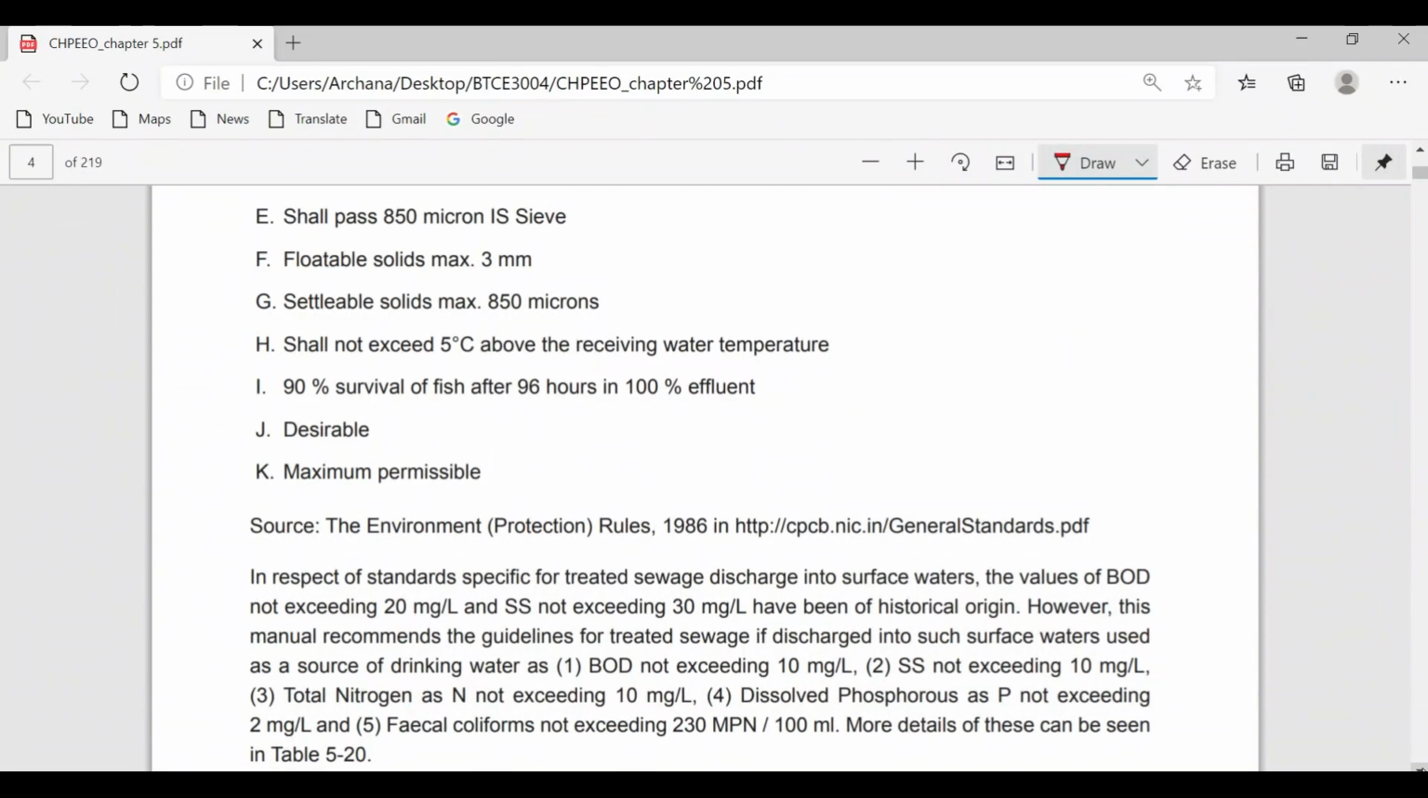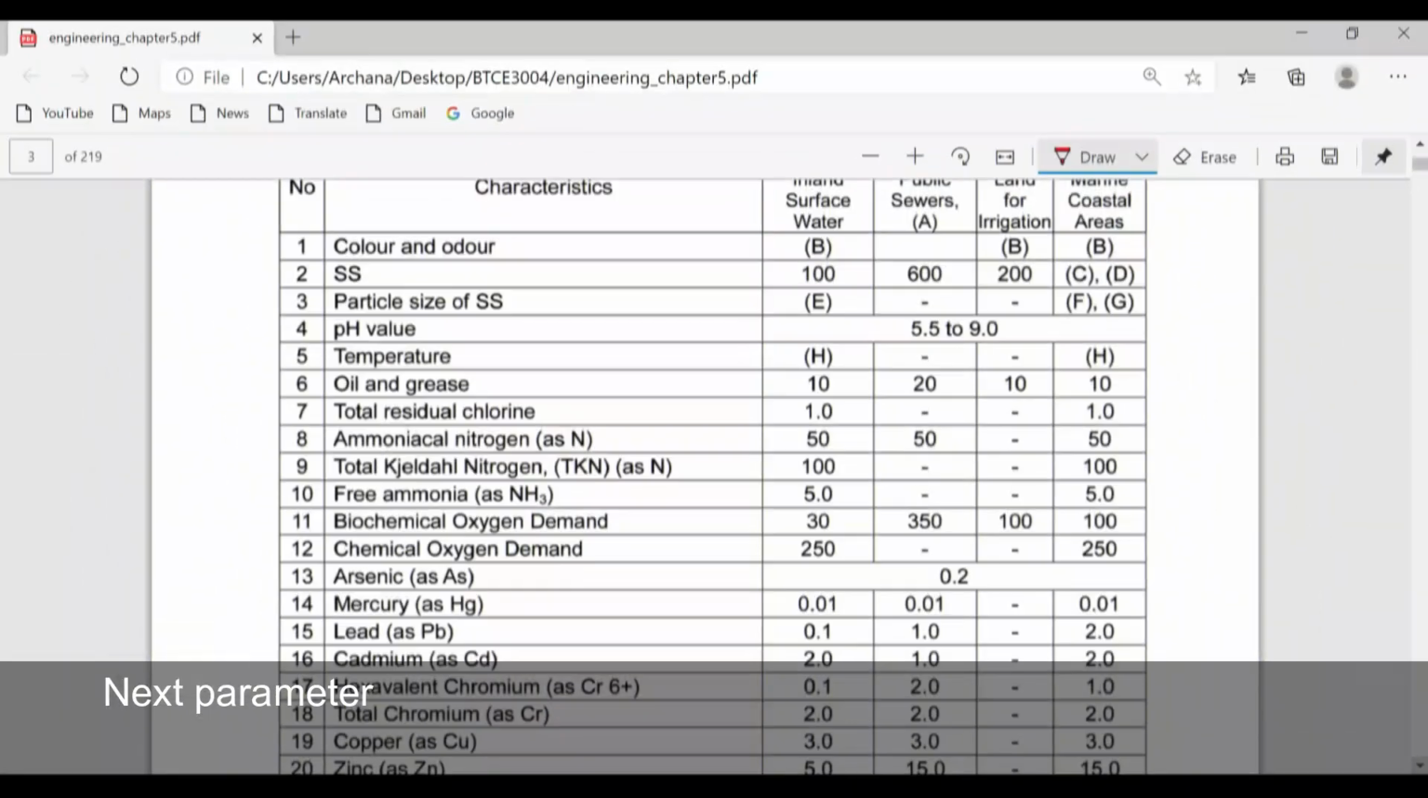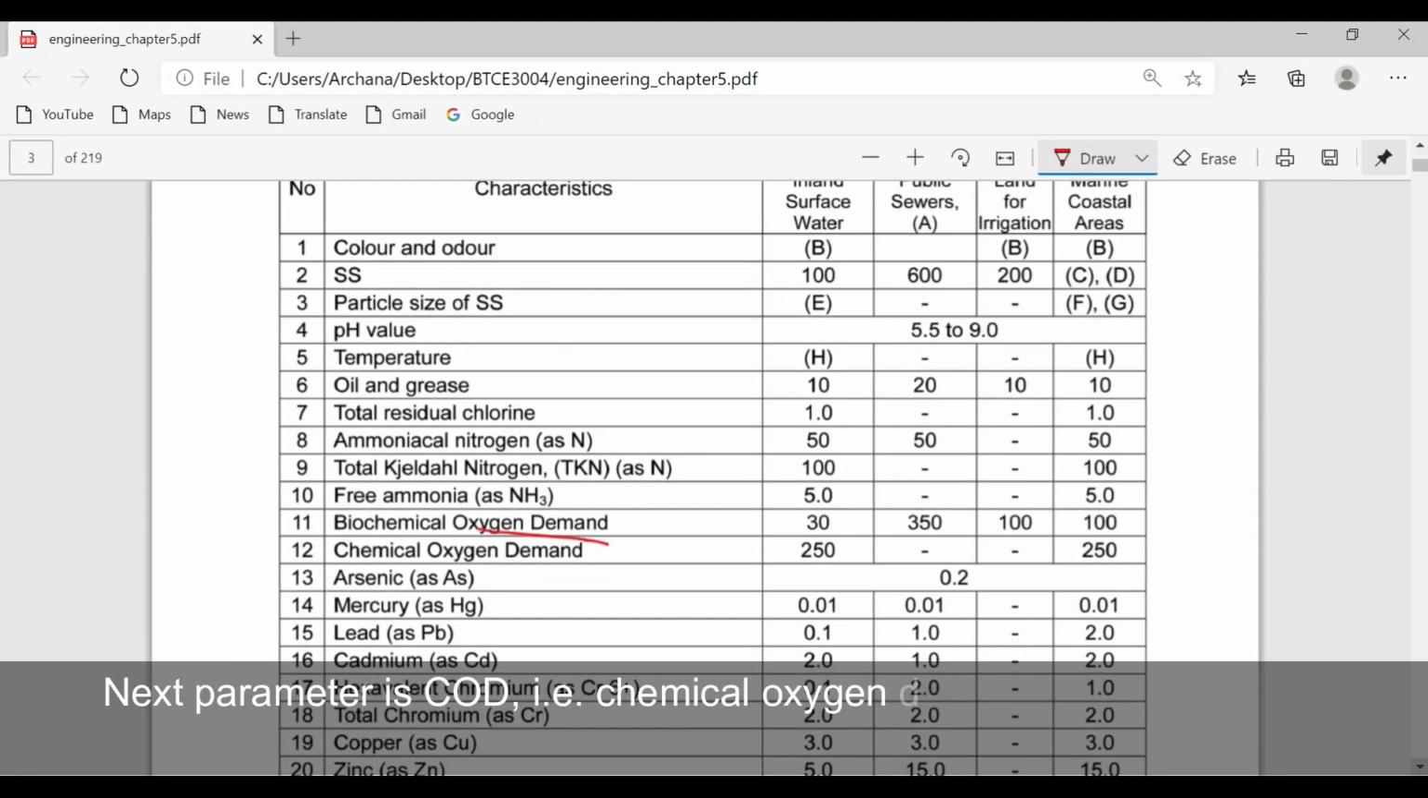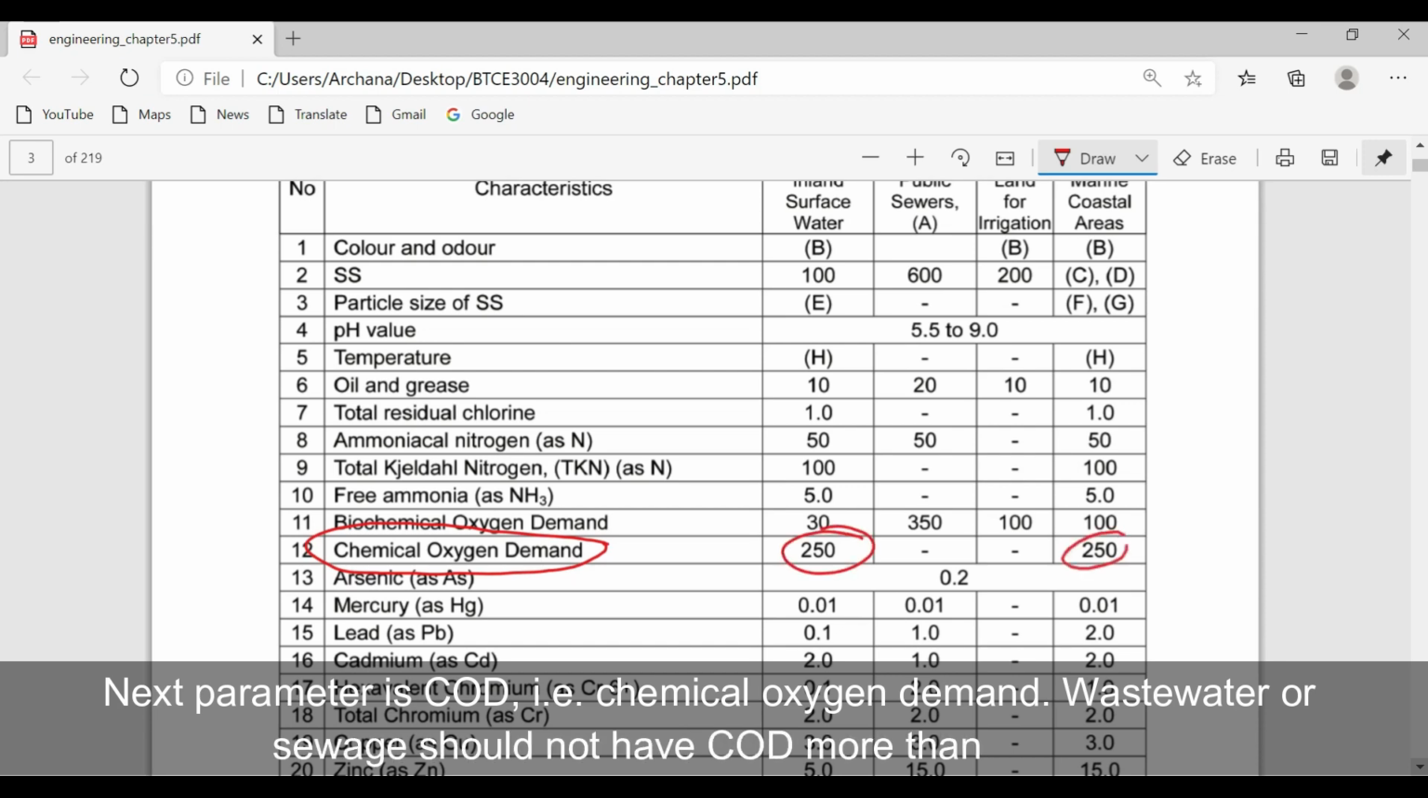In respect of the standard specific for treated sewage discharge into a surface water, the value of BOD shall not be more than 20 mg per liter and suspended solids shall not exceed 30 mg per liter. If treated sewage is discharged into a water source used as a source of drinking water, then BOD shall not be more than 10 mg per liter and suspended solids shall not exceed 10 mg per liter. Next parameter is COD, that is chemical oxygen demand. Wastewater or sewage should not have COD more than 250 mg per liter.